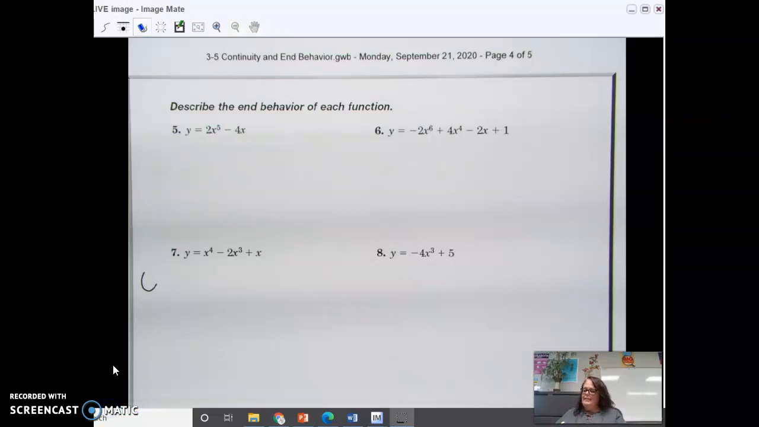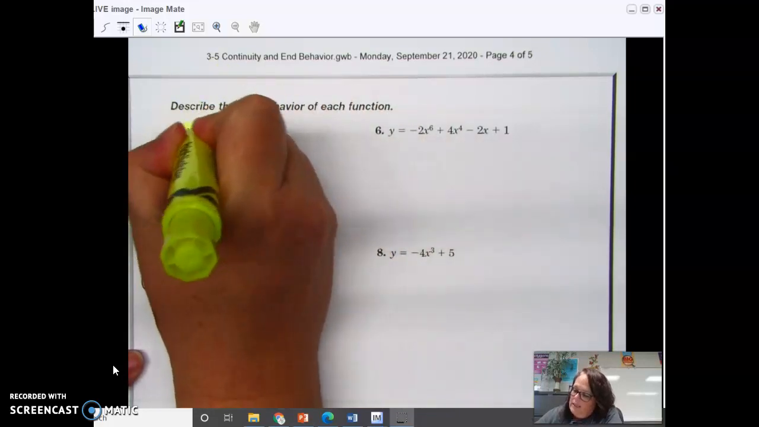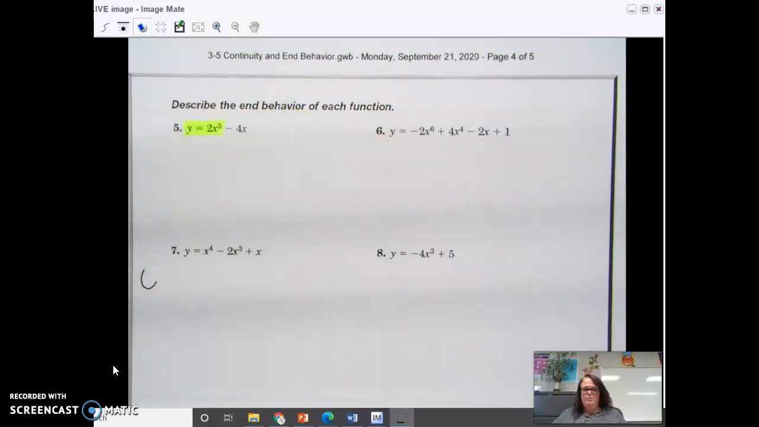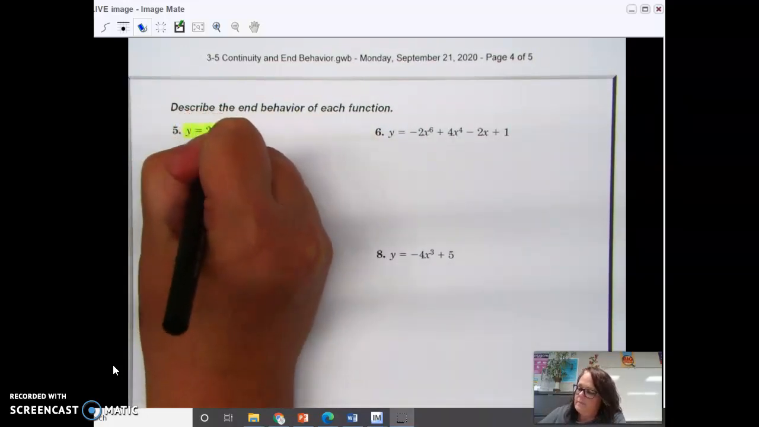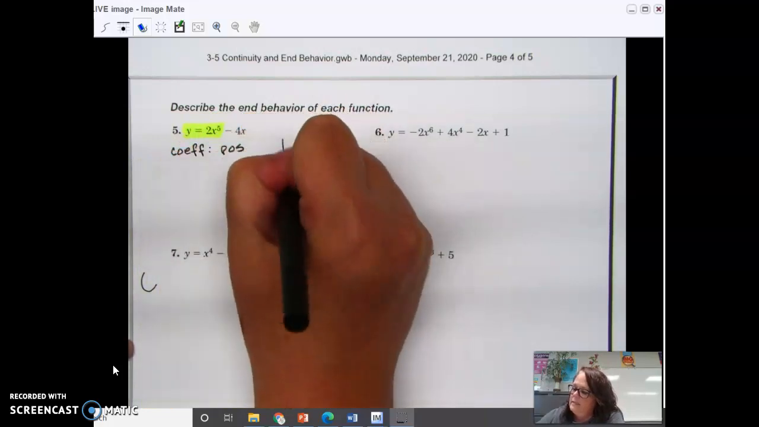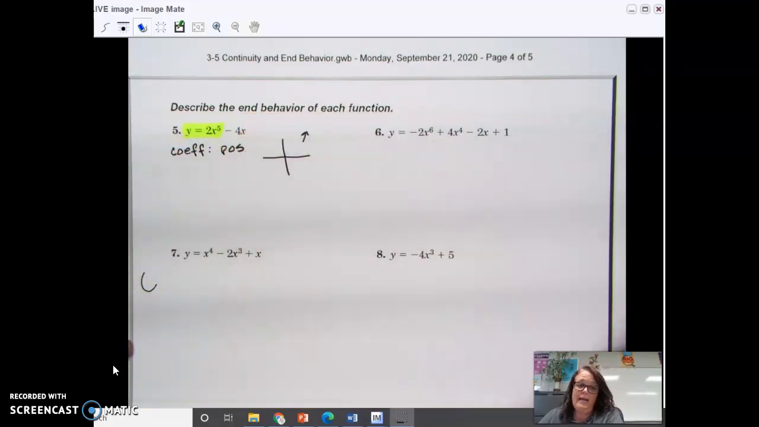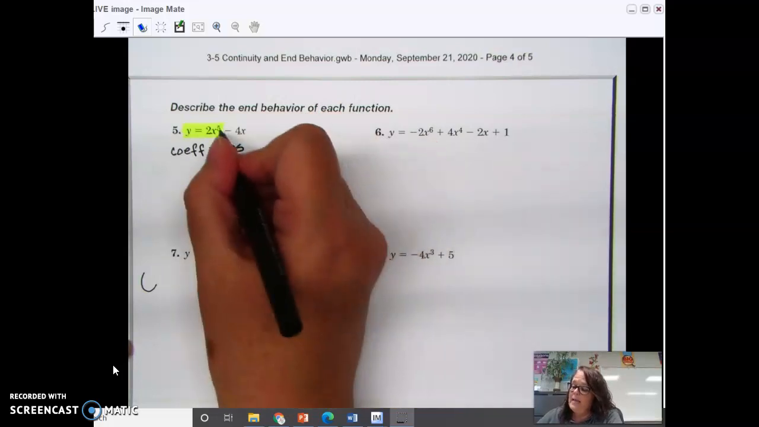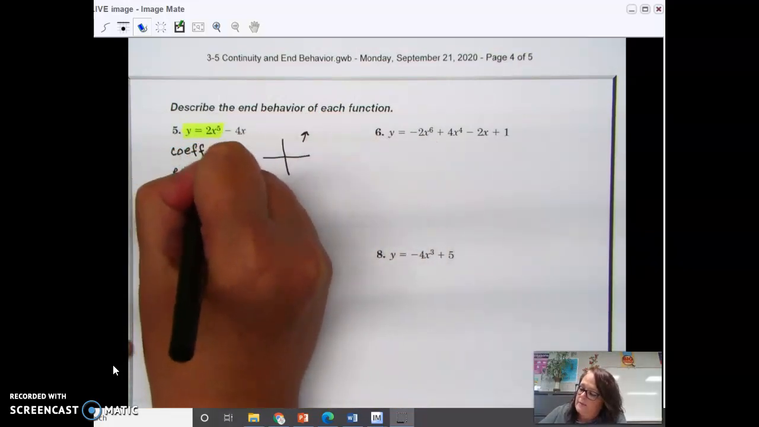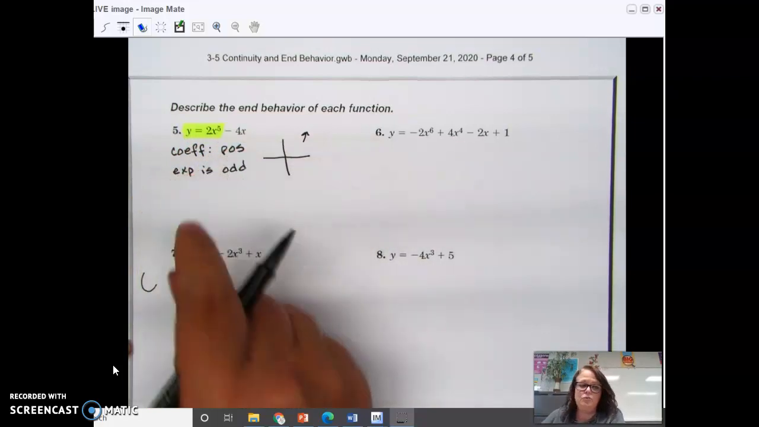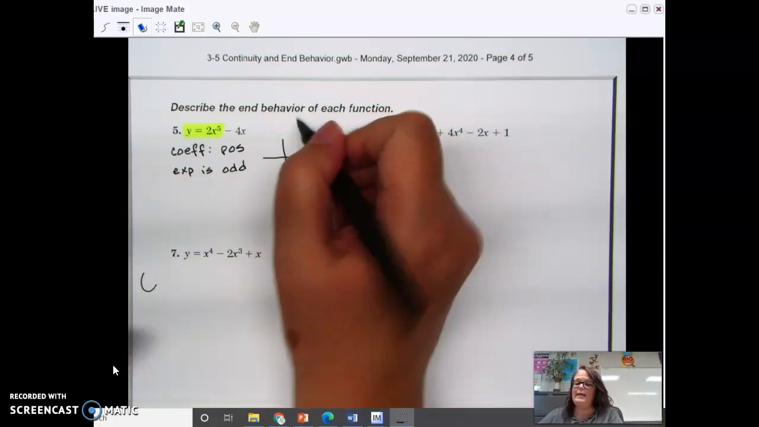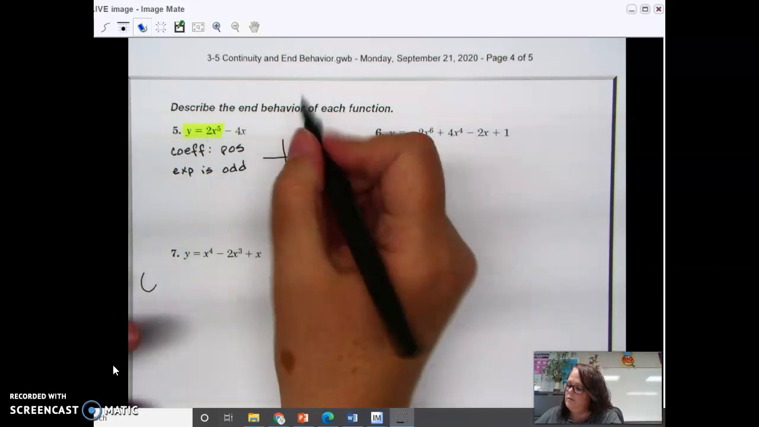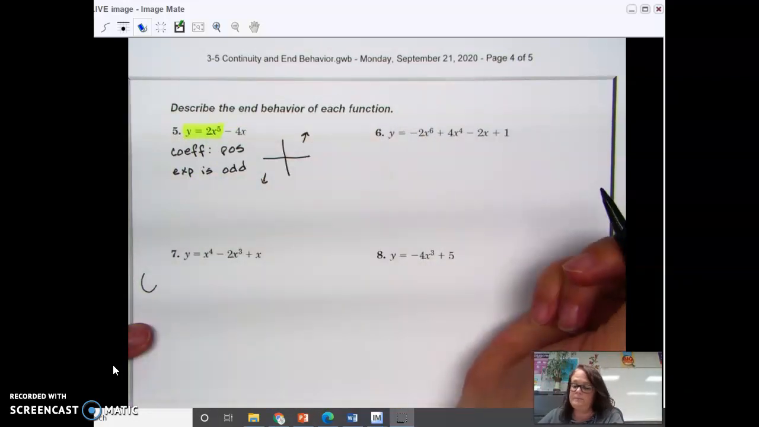So if we take a look at this example, it says describe the end behavior of each function. Again, I only have to be concerned about the highest exponent of x. Do you see that the coefficient is positive? That means that to the right, we're going to be going up. I don't know what's going to happen in the middle, but to the right, I'm going to be going up. And then my exponent is odd, meaning my degree is odd. My highest exponent for x is odd. So if I started up to the right, the odd functions do the odd dances, so to the left, I have to go down.